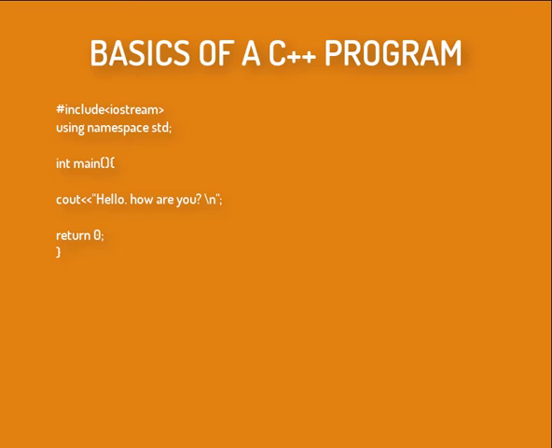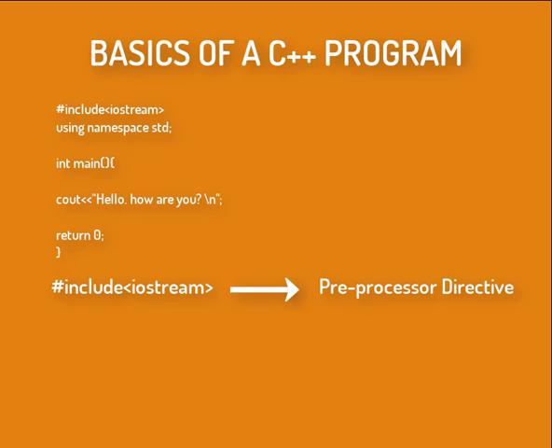The first line that we have in the program is pound include iostream. iostream, as you can notice, is within the angle brackets, and what this means is that this is what is called a preprocessor directive, and a preprocessor directive is used for something called the preprocessor, whose job is to modify the C++ program in such a way that it can be executed later on.